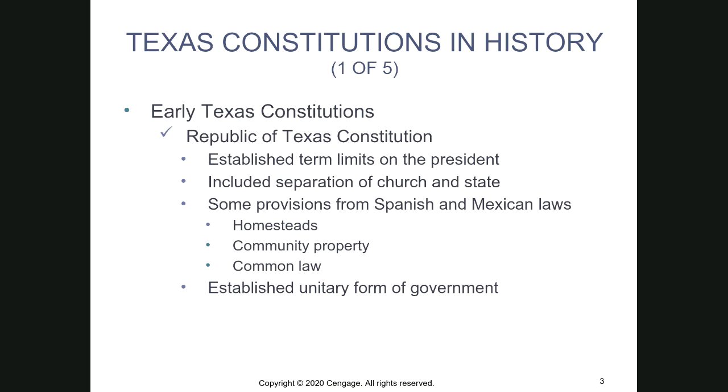Okay, exceptions to that would be separate property. So that would be anything that you brought into the marriage. That would include gifts. It would also include inheritance.